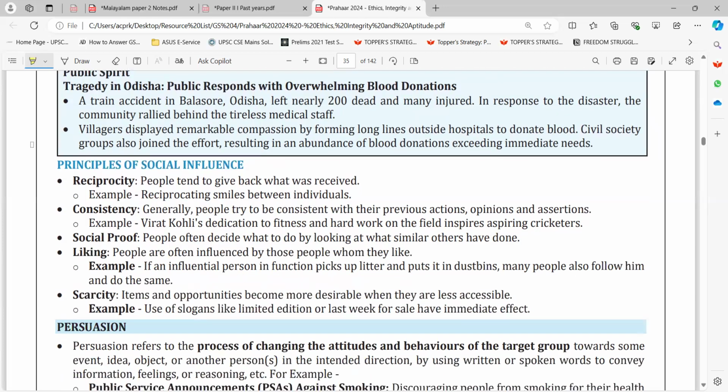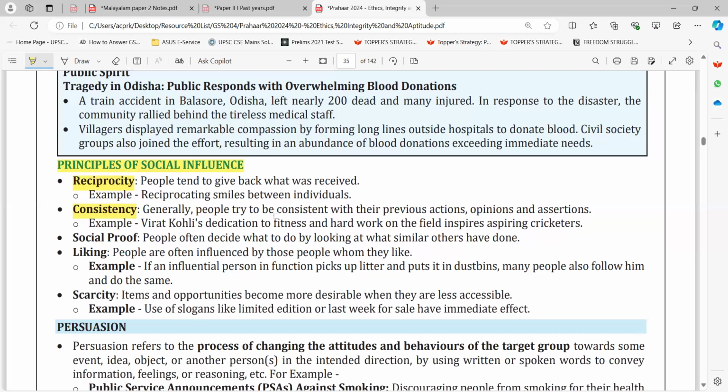Principles of social influence: reciprocity, consistency, social proof, liking, scarcity. Reciprocity, people tend to give back what was received. Example, reciprocating smiles between individuals.